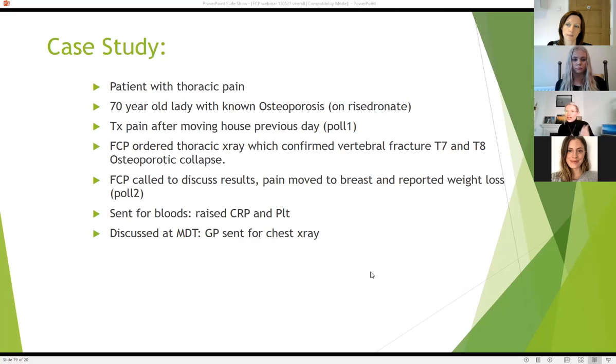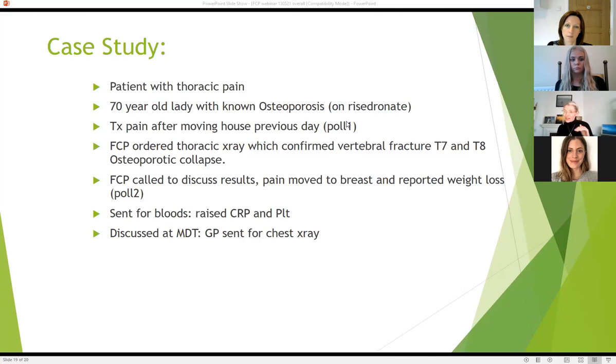That's like a higher resolution image. So essentially this lady ended up having breast cancer and it was identified from her thoracic pain. It was sort of identified from her thoracic pain indirectly, because if she hadn't had pain from moving house, she wouldn't have come to us and ended up with the thoracic X-ray. I wouldn't have called her and then she wouldn't have told me that the pain had moved.